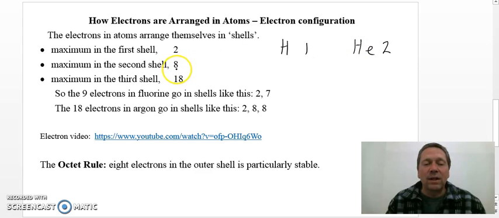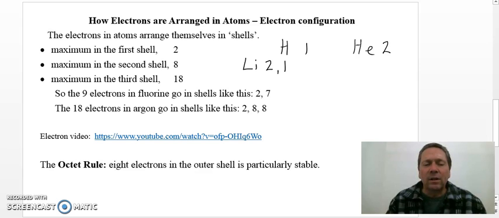The second shell has a maximum of 8 electrons. So if we did maybe lithium, the electronic configuration would be 2 in the first shell and just 1 in the second shell. That can go up to 8 if you get further along towards neon. The maximum number of electrons you can have in the third shell is 18, although with the smaller elements you often don't see 18 in the third shell.